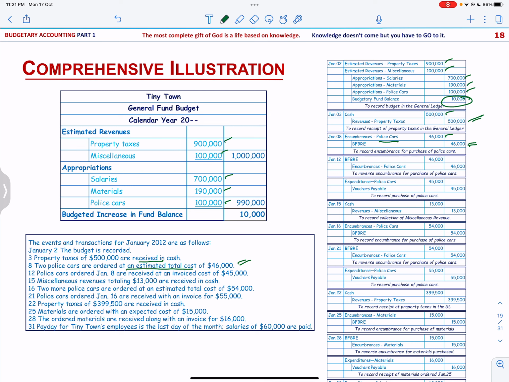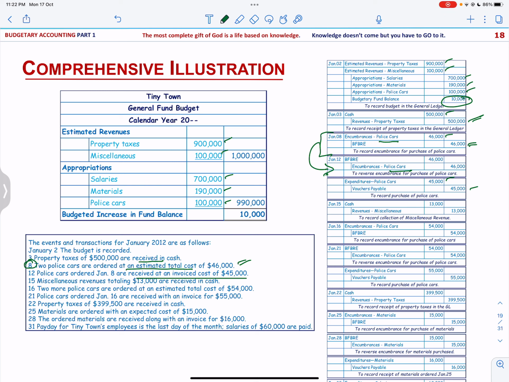Next is January 12. Police cars ordered on January 8 are received at an invoice cost of 45,000. So we have received the whole transaction. First of all we are going to reverse this encumbrance journal entry. Budgetary fund balance reserve for encumbrance is debit, and encumbrance police car is credit. And then we are going to record the expenditure. Since we are not paying cash, expenditure police car is debit and vouchers payable is credit.